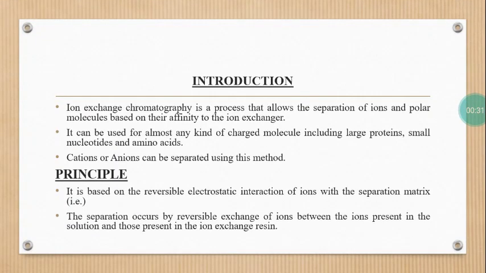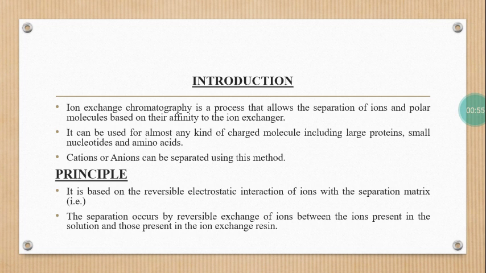Introduction. Ion exchange chromatography is a process that allows the separation of ions and polar molecules based on their affinity to the ion exchanger. It can be used for almost any kind of charged molecule, including large proteins, small nucleotides, and amino acids. Cations or anions can be separated using this method.